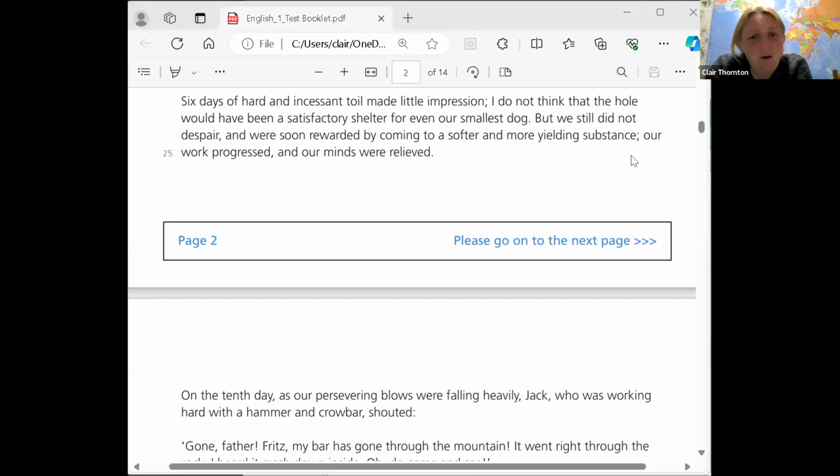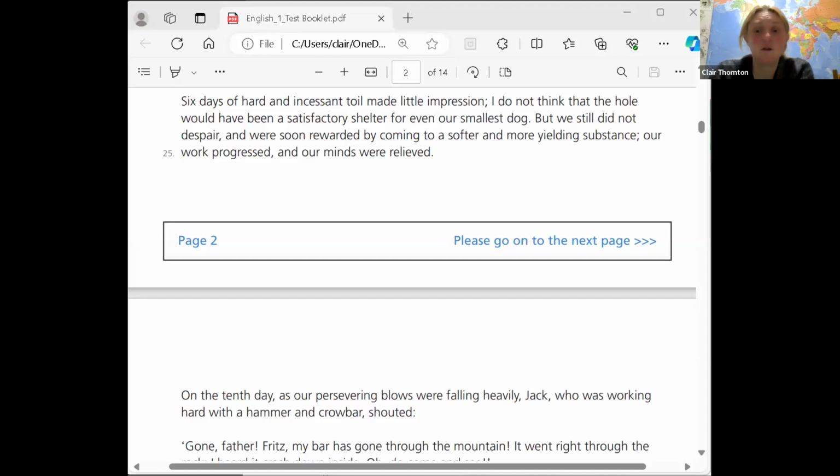That's not what it's saying. If you were to look at that really quickly, you might see that, but be really careful. The actual phrase is, I do not think that the hole would have been a satisfactory shelter for even our smallest dog. It does not say they realised they could fit their dog in the hole and that was why they were relieved. Actually what they're saying is they wouldn't even fit their smallest dog in the hole, but it's certainly not to do with why they're relieved. That doesn't make any sense.